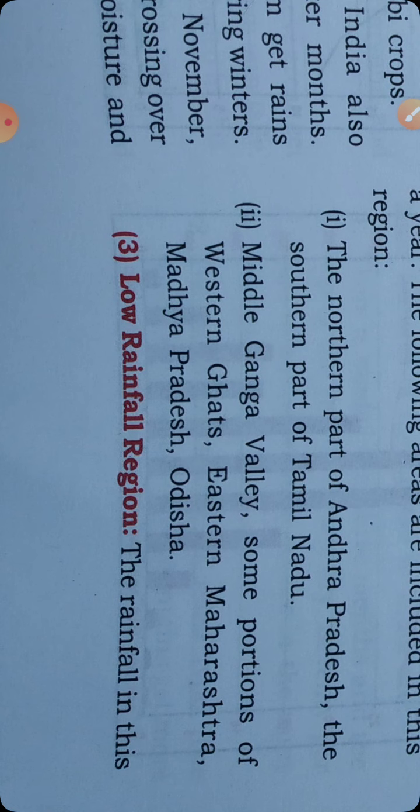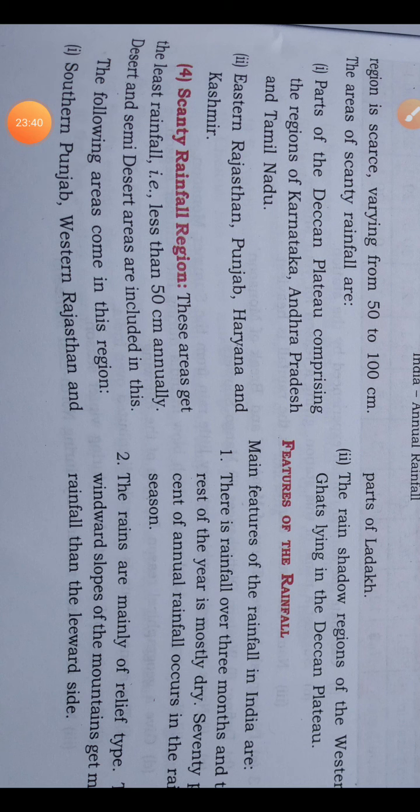We have next the low rainfall region. So in the low rainfall region, the rainfall is scarce. Scarce means less, varying from 50 to 100 centimeter only. The areas of scanty rainfall are parts of the Deccan Plateau comprising the regions of Karnataka, Andhra Pradesh and Tamil Nadu, eastern Rajasthan, Punjab, Haryana and Kashmir.